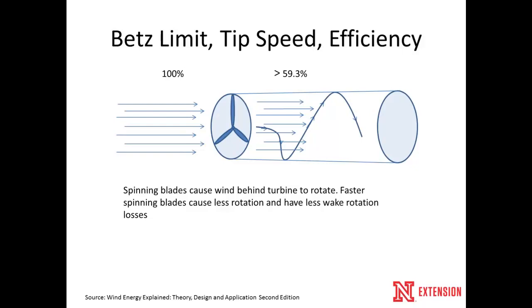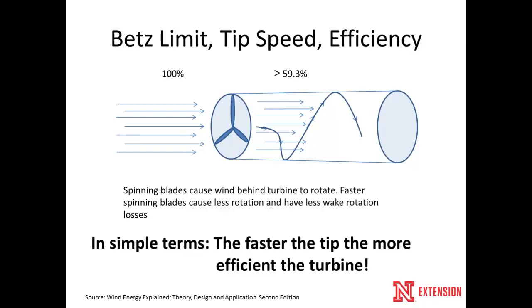With experiments, scientists have found that the faster the blades spin, the less wake rotation loss occurs. When I say the faster, I'm in particular talking about the tip of that blade. The faster the tip of that blade, the less wake rotation, and thus the more efficiency. So let's make this more simple: the faster the tip, the more efficient the turbine.